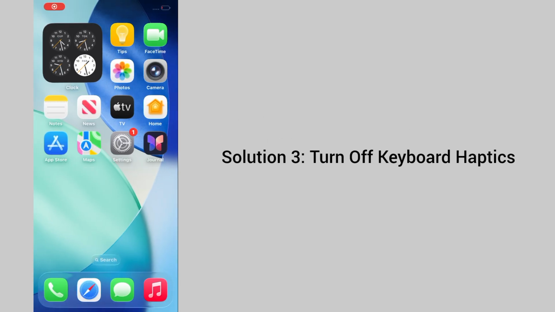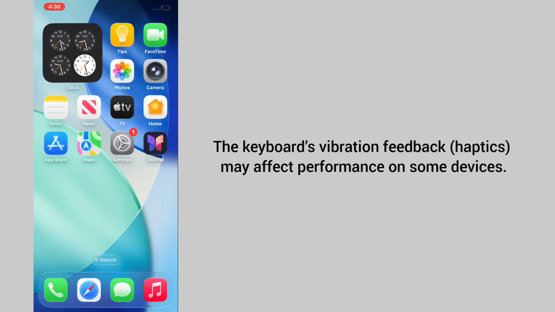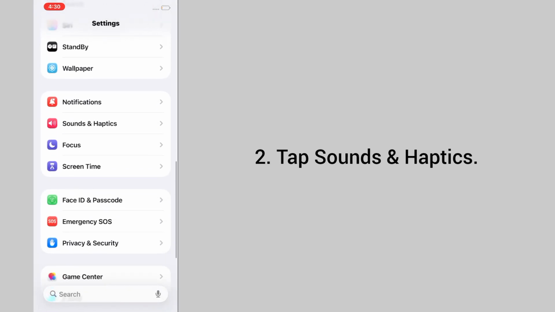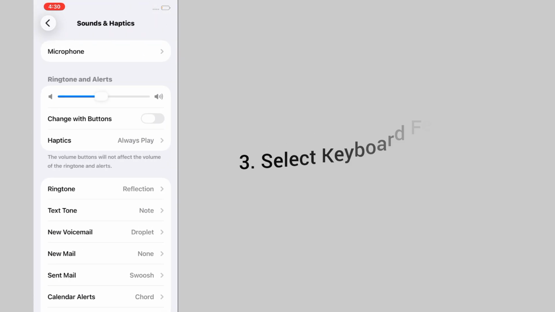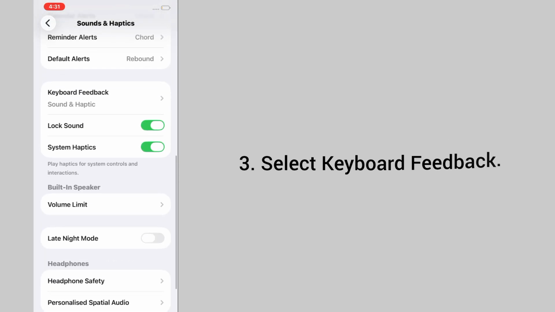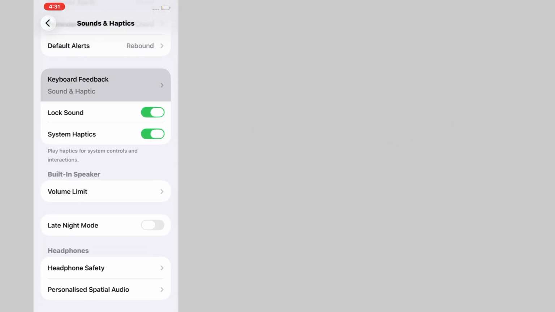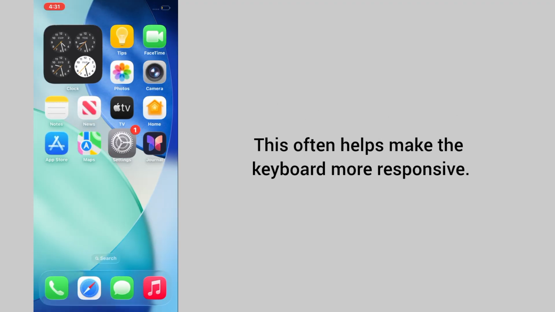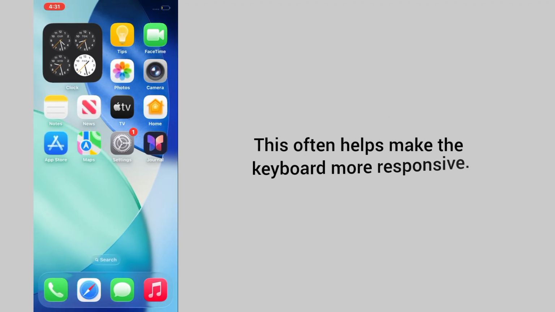Solution 3. Turn off keyboard haptics. The keyboard's vibration feedback, haptics, may affect performance on some devices. To disable it, 1. Go to Settings. 2. Tap Sounds and Haptics. 3. Select Keyboard Feedback. 4. Toggle Haptic to OFF. This often helps make the keyboard more responsive.